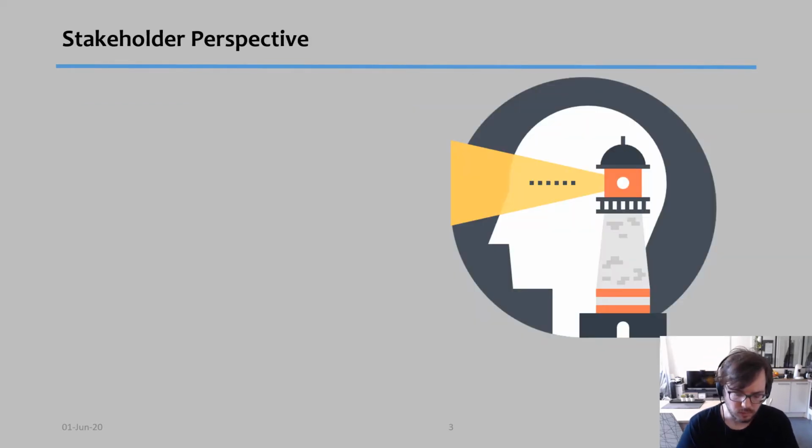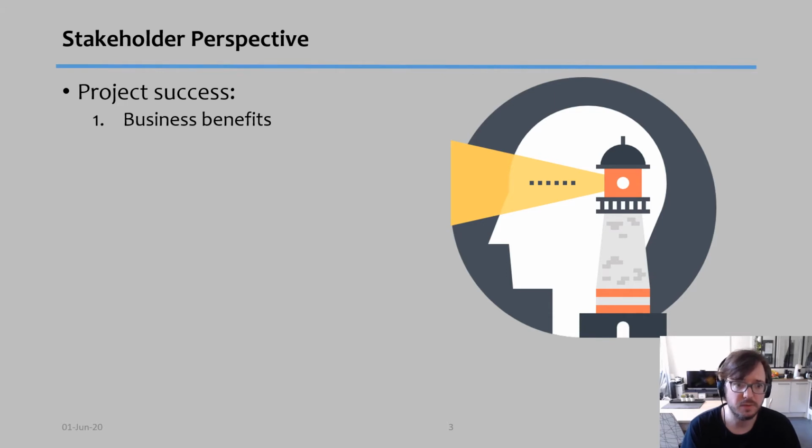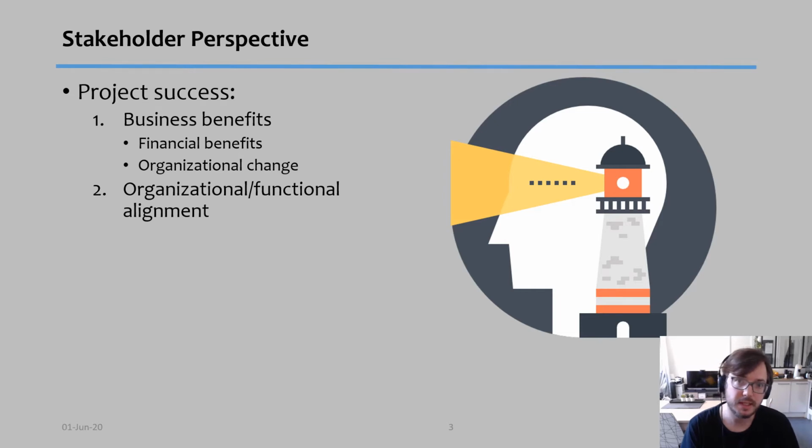From the stakeholder's perspective, project success might fall under three different types of benefits. The first benefit is the business benefits. This is when your project has created a business benefit, such as a financial benefit like a profit, or maybe an organizational change that was necessary and needed, and that was the result of your project.